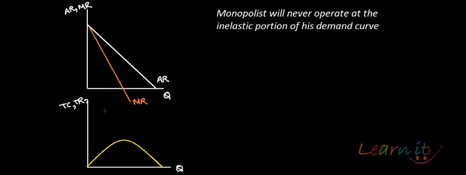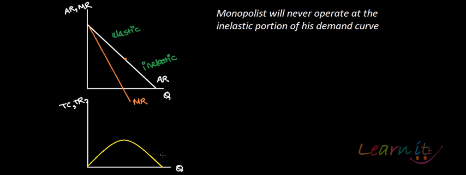Clear? Now, in our earlier recording, we have already shown the relationship between the total revenue and the elasticity of demand. The AR curve is the demand curve of the monopolist, and as you know, the upper portion of the demand curve is the elastic portion. This is the elastic portion of the demand curve, and this one is the inelastic portion of the demand curve.